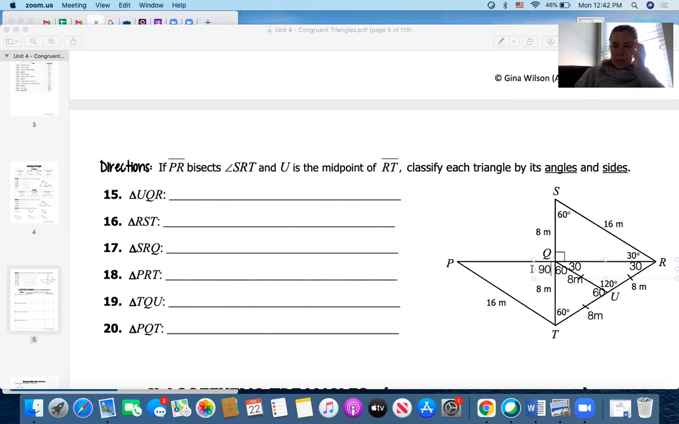Okay, so we've got plenty of information filled in right now, and we'll just start. If we need more information, we can do that. So we have UQR. Let me go over here. We have U to Q and R, so we're talking about this triangle right here. We notice that we have one obtuse angle because one of them is 120 degrees. And we have two sides that are the same, which means it's isosceles.